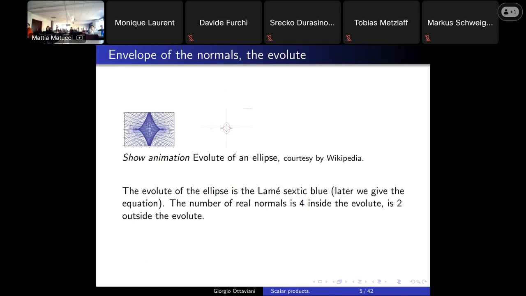And what is going on is that the number of real normals is 4 inside and 2 outside. Why? Because when the number changes between 2 and 4, it means that two solutions collide, and then you have a multiplicity. Then you are just on the envelope, because infinitesimally, 2 normals are collapsing. And then this curve is the boundary between the region where you have 4 inside, and the region where you have 2 outside.